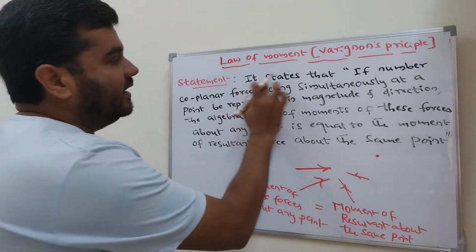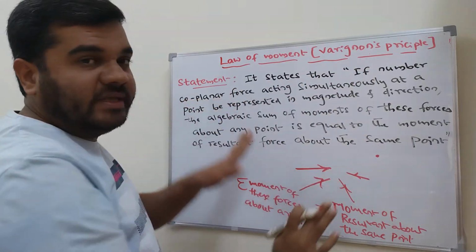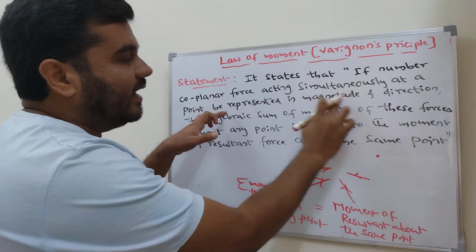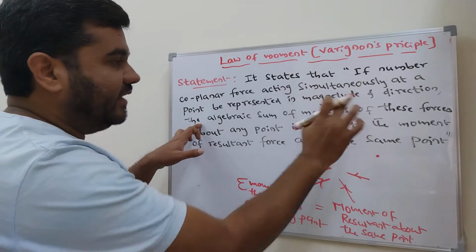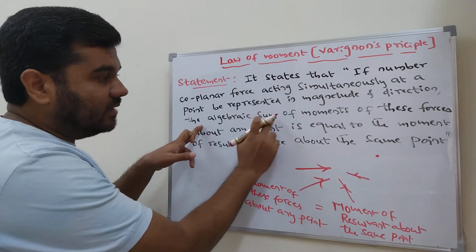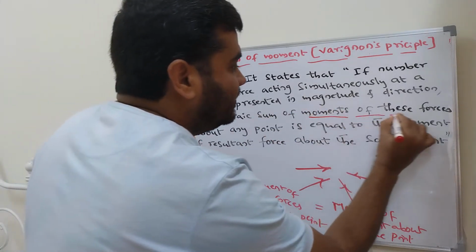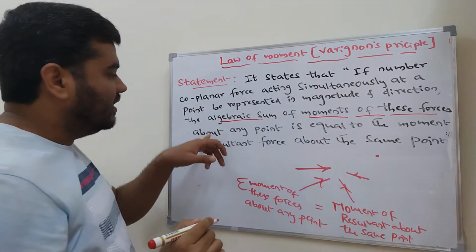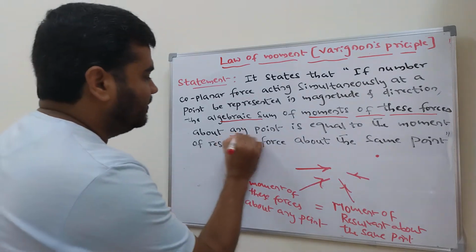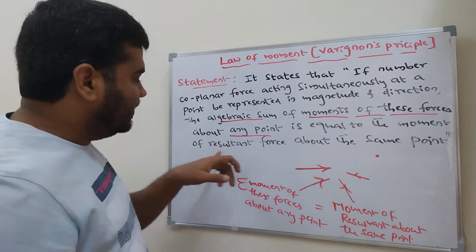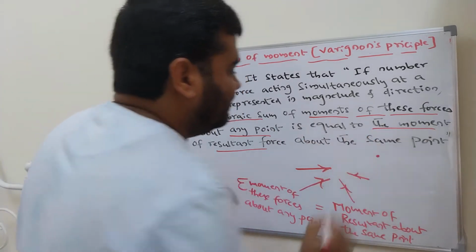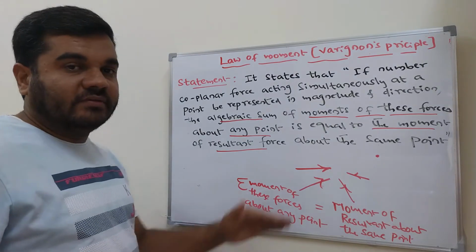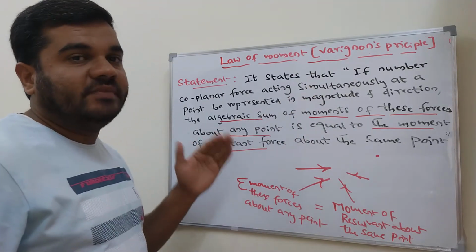That is the definition of Varignon's principle. Once again I'll read it. It states that if a number of coplanar forces, meaning forces in the same plane, acting simultaneously at a point, are represented in magnitude and direction, then the algebraic sum of moments of these forces about any point is equal to the moment of the resultant force about the same point. This is the definition of Varignon's principle and the law of moments.